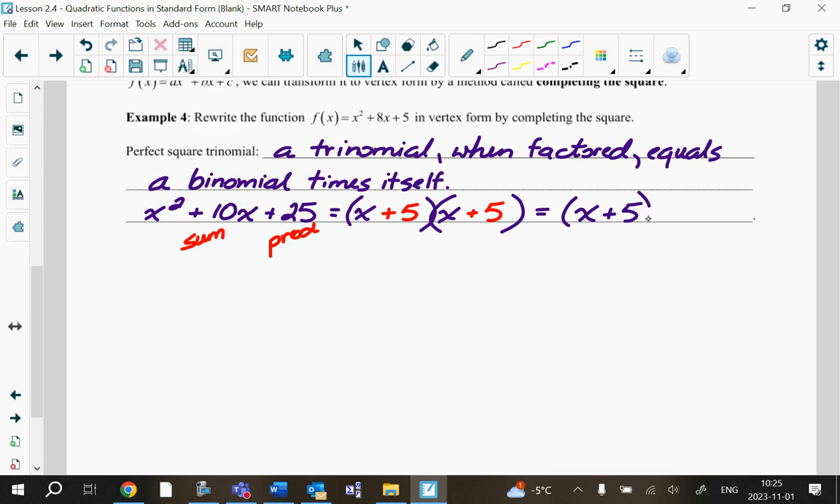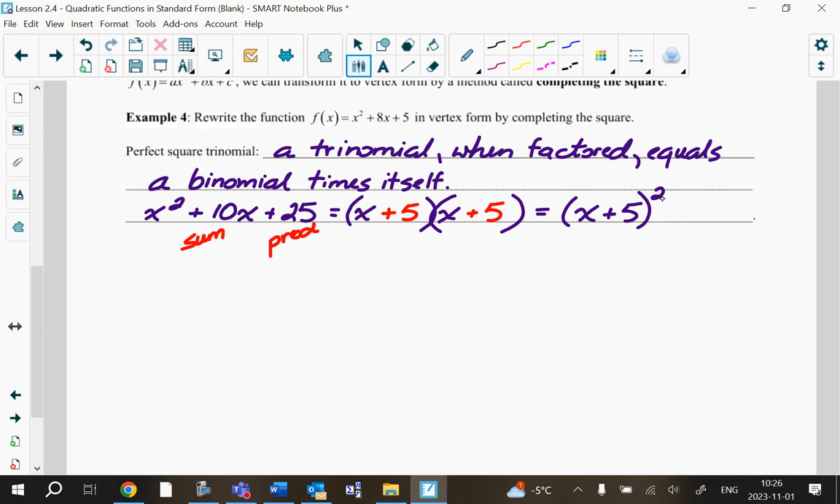Right. Doesn't that look like part of vertex form? Yes, it does. So we're going to need to do some factoring to change to vertex form. That's what I want you to get out of this. So we're going to have to create some kind of perfect square trinomial that we can factor to make it look like this. We're going to go from standard form to vertex form.